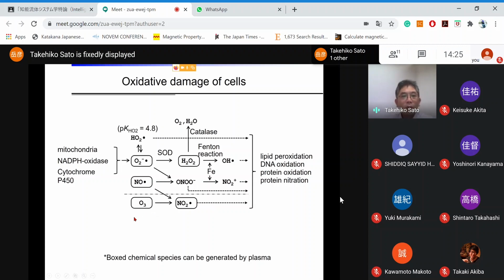Ozone also is one of the important species to generate oxidization. So these species react with the DNA or lipid and the protein, and they are oxidized. Okay. So that's the reason why it kills. Just a moment.